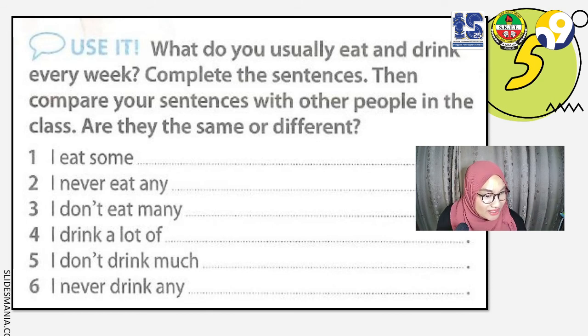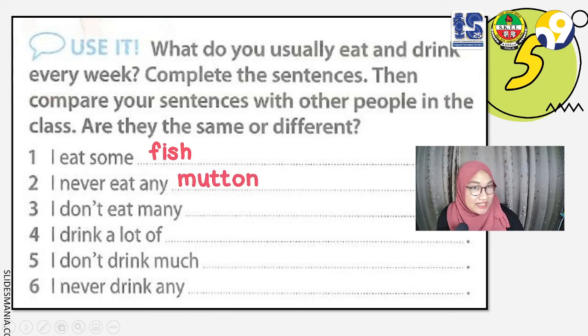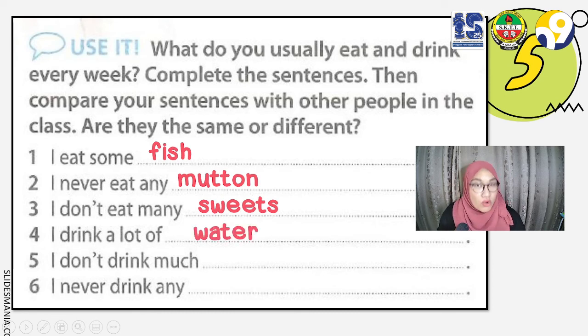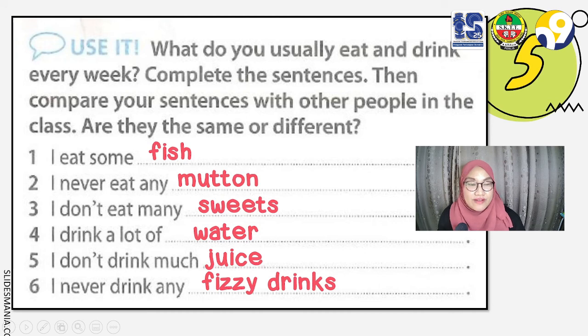Alright, so the first one, I eat some fish. I never eat any mutton. I don't eat many sweets. I drink a lot of water. Number 5, I don't drink much juice. And the last one, number 6, I never drink any fizzy drinks.